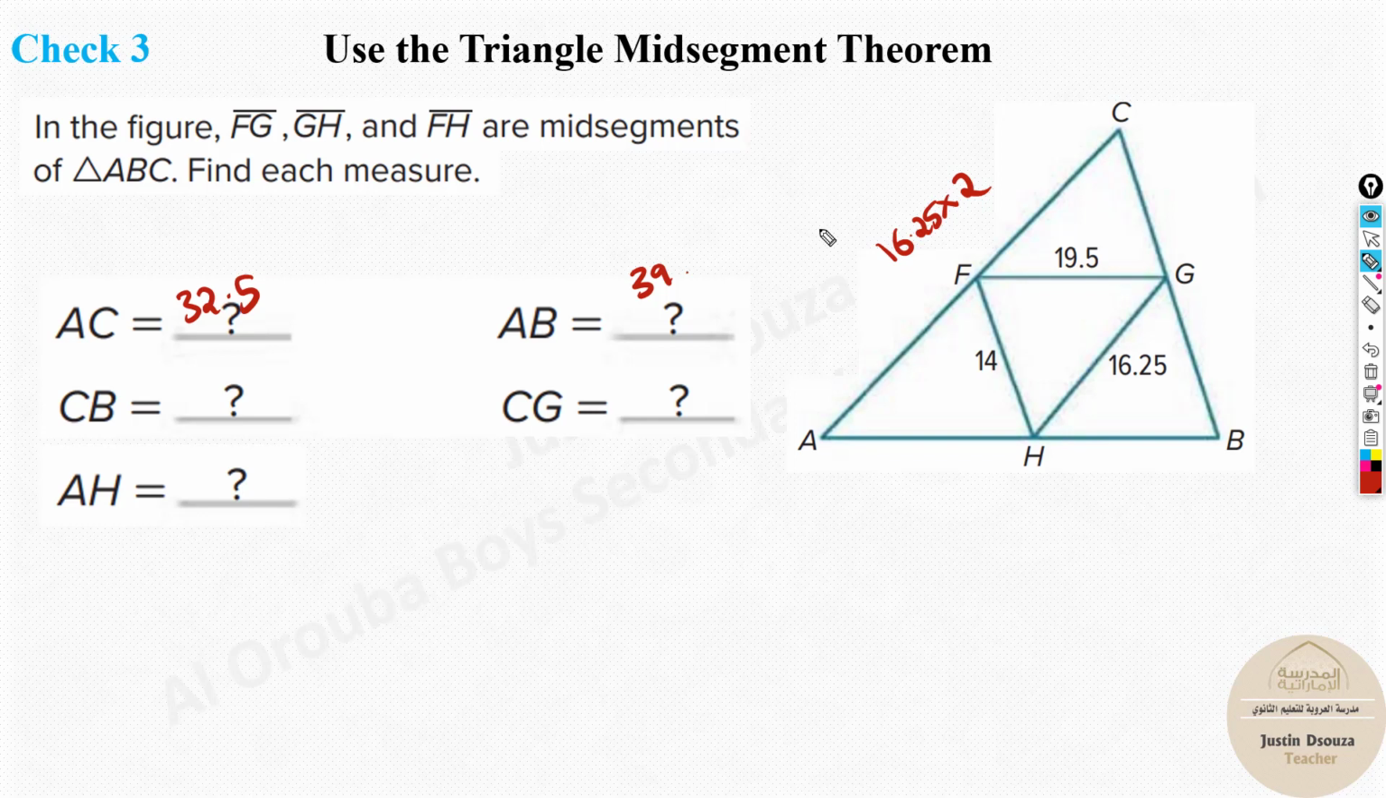Now what about CB? This is the dimension. 14 times 2 is 28. CG, where is CG? This is CG. Now we know what CB is, right? Half of this is 14. And what about AH? This and this will be equal. That is 19.5. So these are the dimensions from this given triangle: 32.5, 39, 28, 14, and lastly we have 19.5. Those are the answers. I hope this is clear.